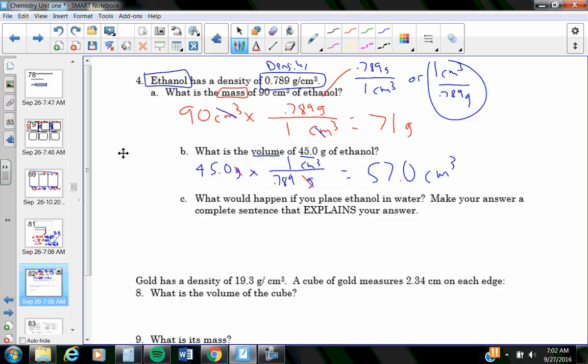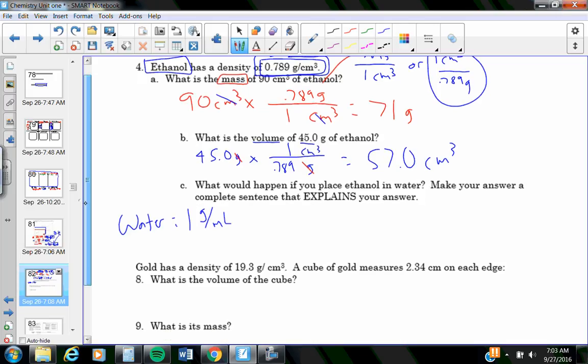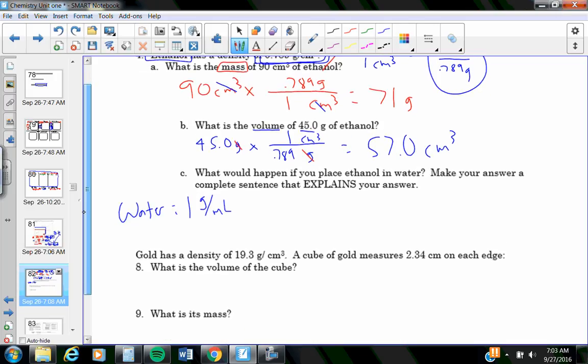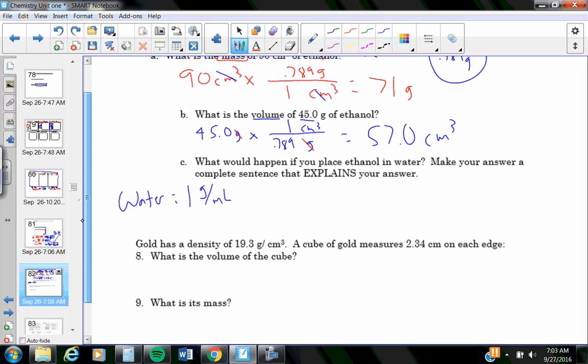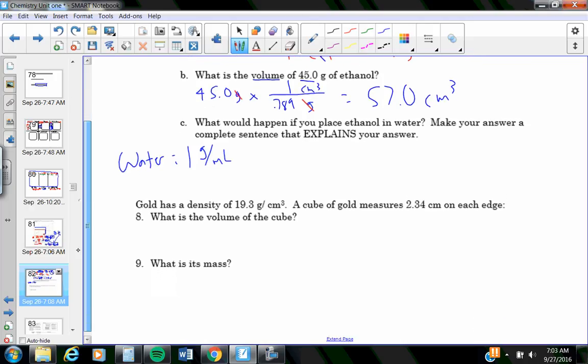What would happen if you place ethanol in water? Well, let's look at ethanol's density. It's 0.789. We need to remember that water's density, by definition, they made it up this way, water equals 1 gram per milliliter. So if you put something with less than 1, it will float. If you put something greater than 1, it will sink. So what would I have said? I'll just say this one. Ethanol would float in water because its density is less than the density of water.